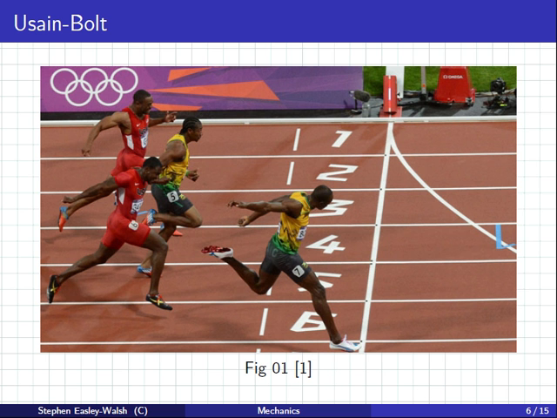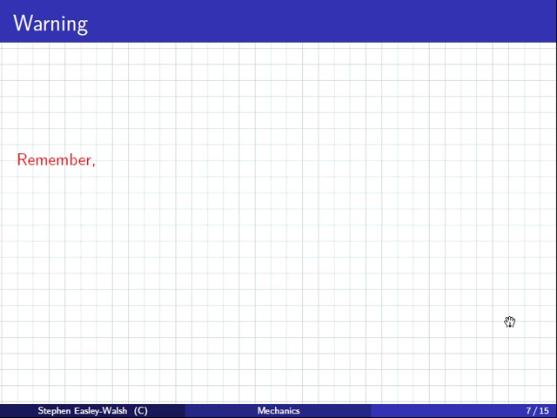The A, I don't know what the A is. It's the acceleration. It could be 2 meters per second squared. I don't know. The T, we know. What's the T? 9.6, isn't it? 9.6 seconds. And the S, we definitely know, 100 meters.